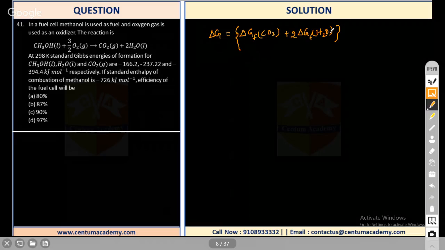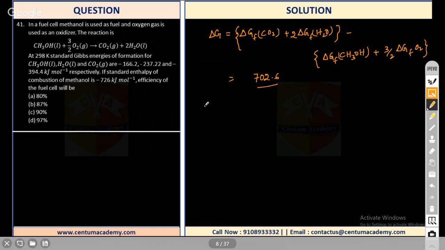This minus del G of formation of CH3OH plus 3 by 2 del G of formation of O2. This is the expression we have. Now all the values are given. You have to substitute these values and find out the del G for the reaction. Once you solve this, the del G for this reaction you will get is 702.6. I have done this calculation, so I'm giving you the direct value over here.